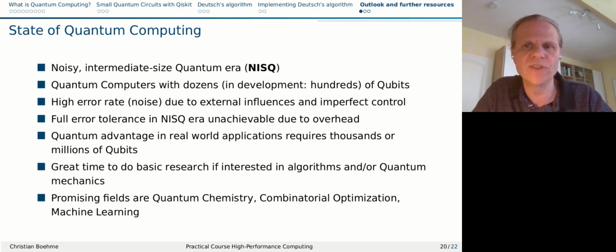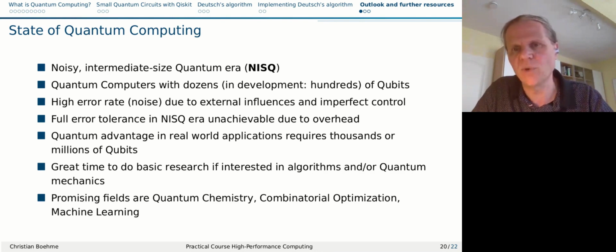Also, it's a very tricky business to manipulate qubits. They are, as I said, very susceptible to interactions, and sometimes these gates we showed, like the CNOT gate, do not give the expected result, but do something else. That's basically another error source. And yeah, well, that's why we call this era noisy.